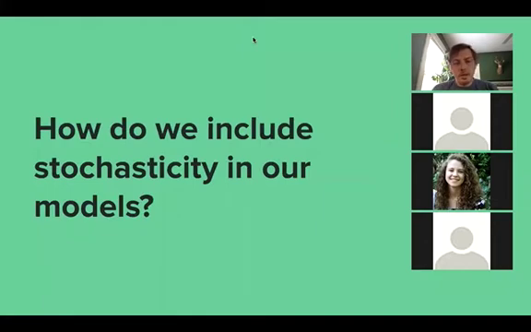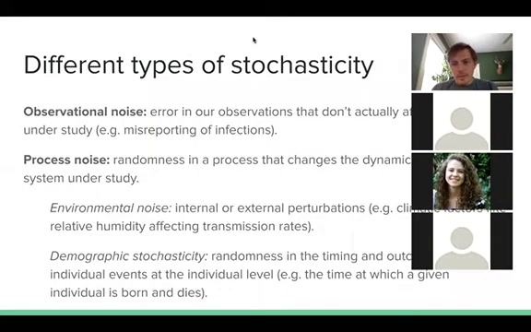Okay, so that was why it's important to include stochasticity, but now we have to consider how do we include stochasticity in our system. And how we include stochasticity really depends on the type of stochasticity that we want to consider. And we can really think about two different main types of stochasticity. There's what's known as observational noise, and then there's what's known as process noise.